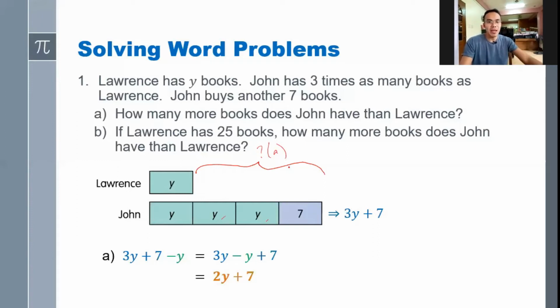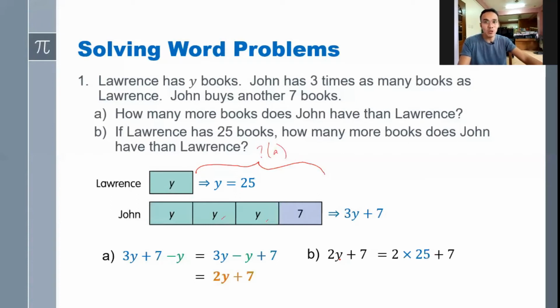Letter B. If Lawrence has 25 books, Lawrence has y books in the beginning. Therefore, if Lawrence has 25 books, then the value of y is 25. How many more books does John have than Lawrence? John has 2y plus 7 more books than Lawrence, and the value of y is 25. Then we're just going to replace y with 25.